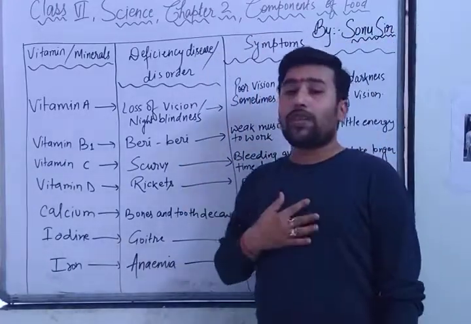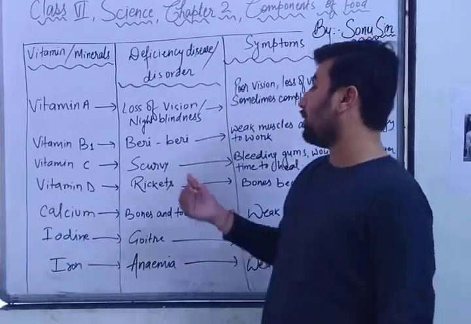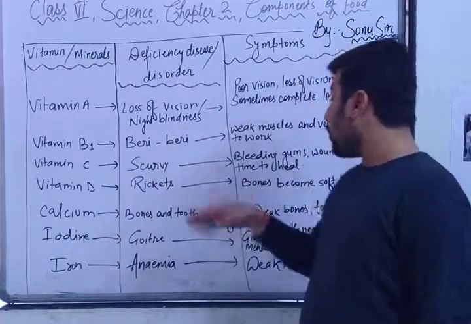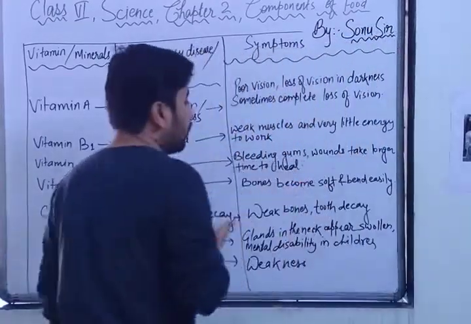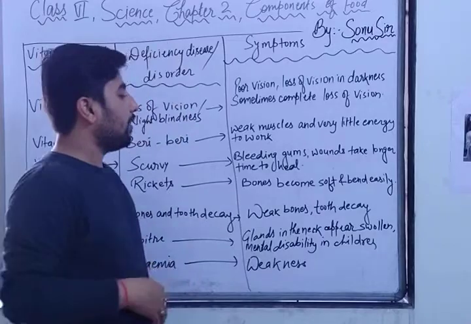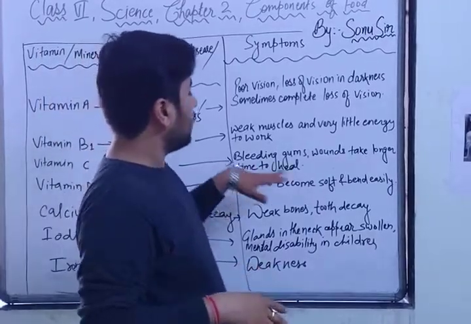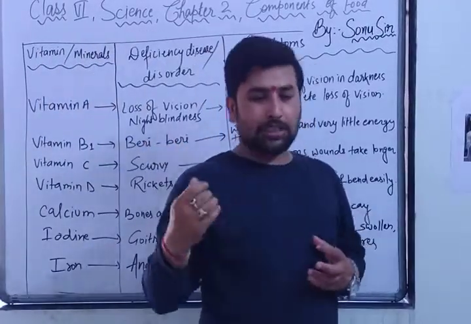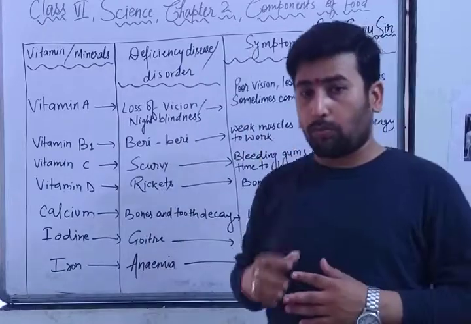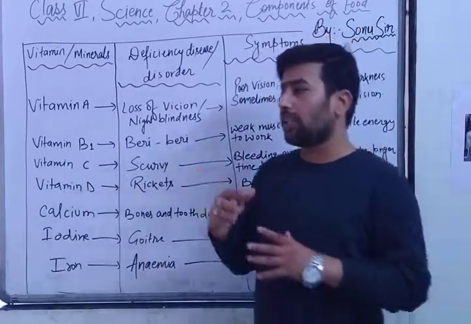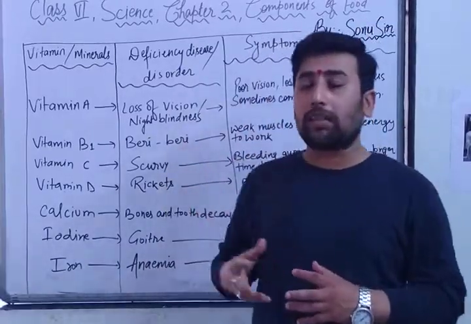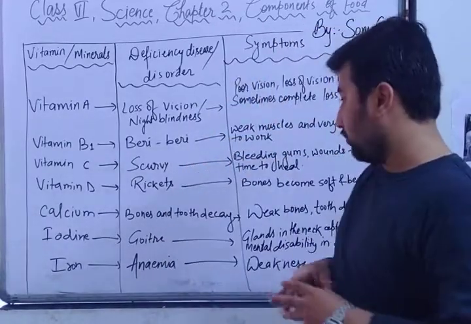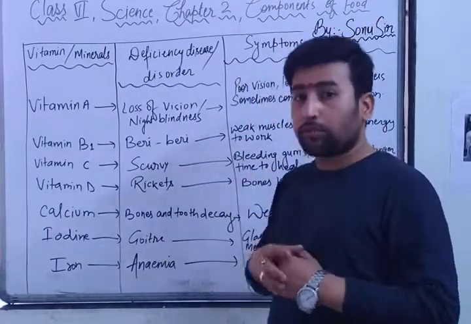Now, because of lack of vitamin C, it will be scurvy. Scurvy is bleeding gums, and wounds take a longer time to heal. You will see in scurvy what happens nowadays: people are not brushing properly. Because of lack of cleaning of teeth and gums, they get bleeding in their gums, right? So this bleeding in the gums causes scurvy.